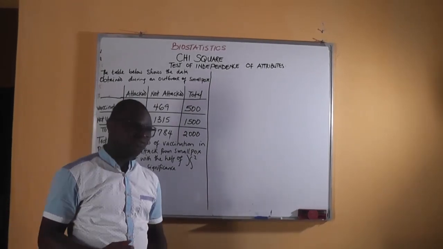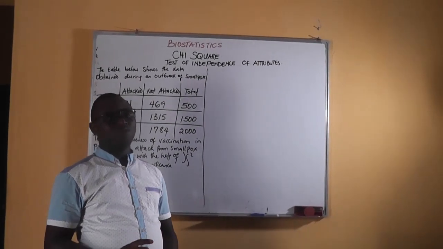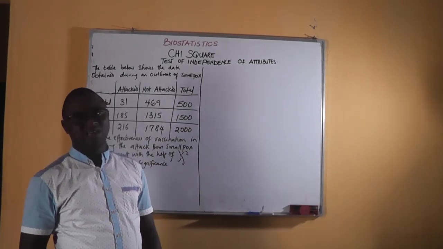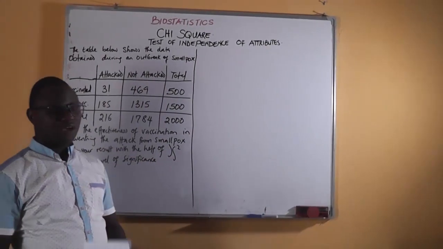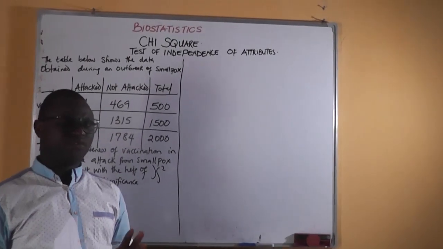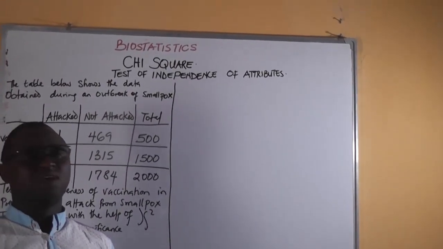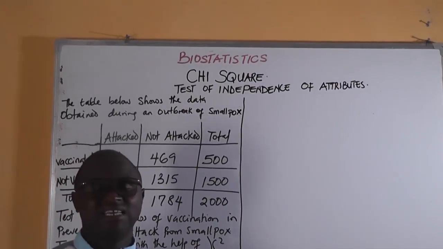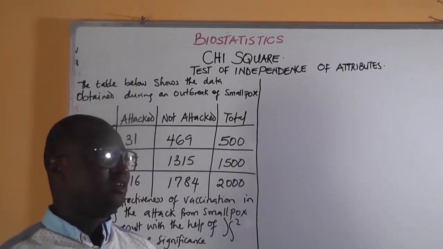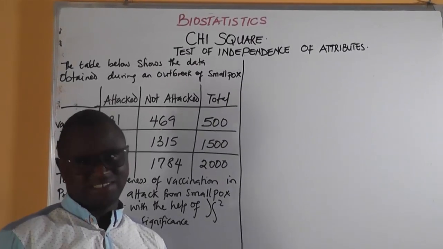Today we are looking at inferential statistics. I'll be looking at a particular type of statistical hypothesis testing which is called chi-square. A very brief introduction or history to chi-square: chi-square was invented in the 19th century by a person called Pearson.